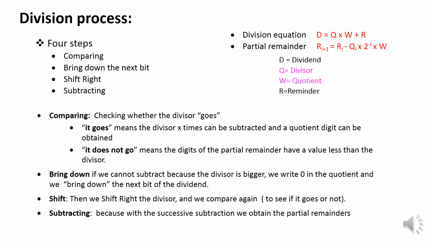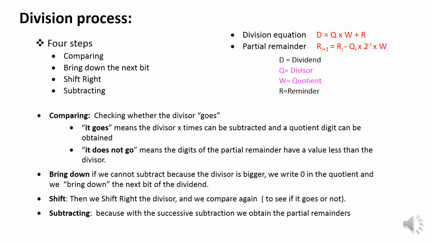So basically, the division process is composed of 4 steps: comparing, bring down, shift right, and subtracting. Comparing means checking whether the divisor goes. If it goes, it means the divisor can be subtracted and a quotient digit can be obtained. If it does not go, it means the digits of the partial remainder have a value less than the divisor.